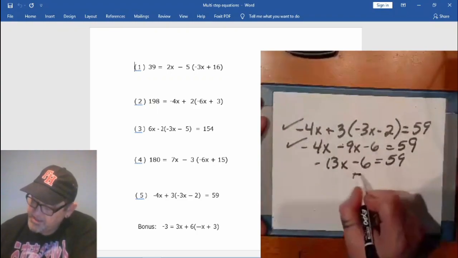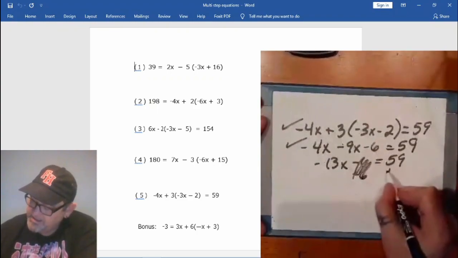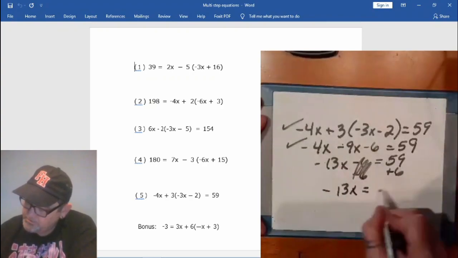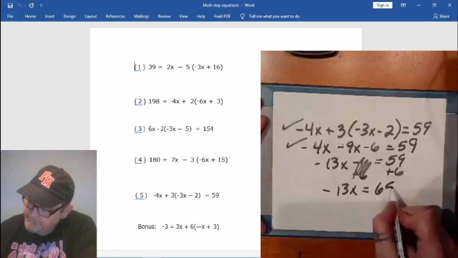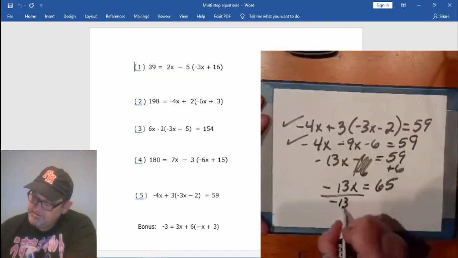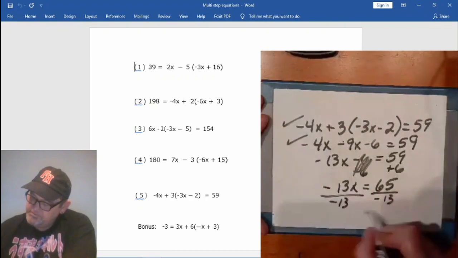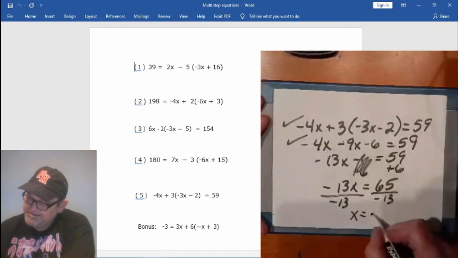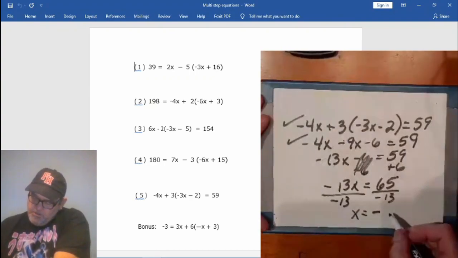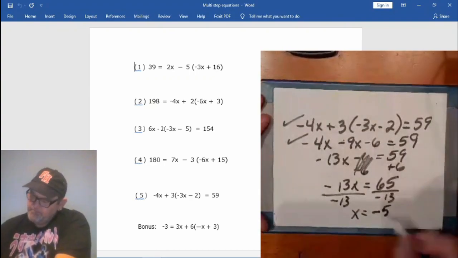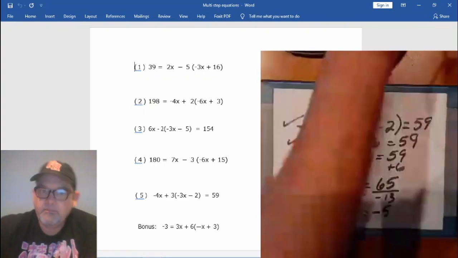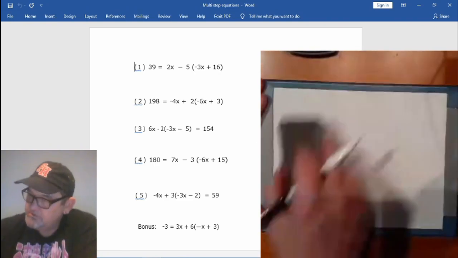Plus minus first. Add 6. Goodbye. Add 6 here. Negative 13x equals 65, which means divided by negative 13, divided by negative 13, x is going to equal negative 5. Had to think for a second there. All right, and the bonus.